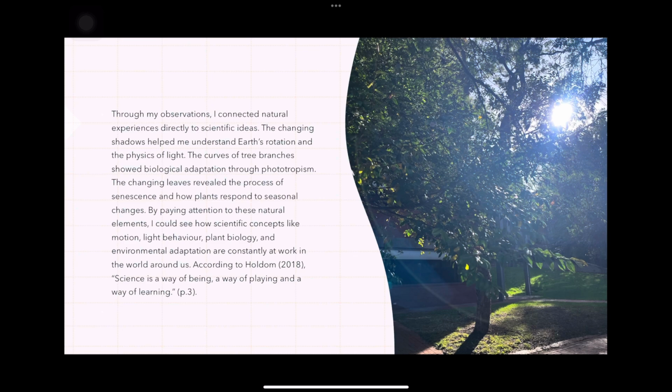The shadows reflect Earth's rotation and physics of the light. The curved branches showed biological adaptation through phototropism. The changing leaves revealed senescence and seasonal plant response. As Holden reminds us, science is a way of being, a way of playing, and a way of learning.